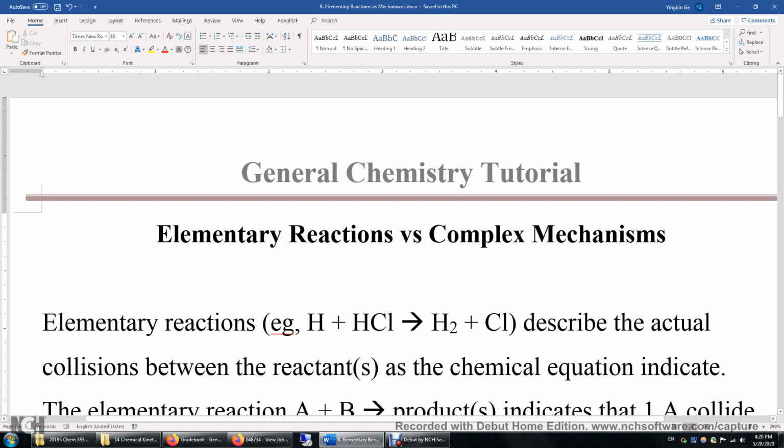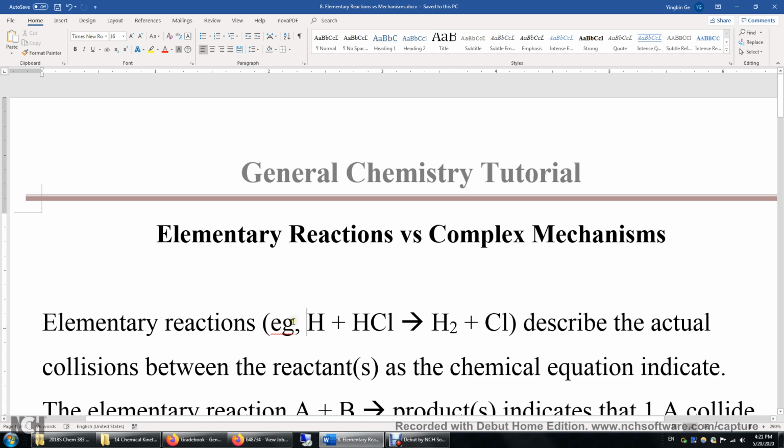In this video, I'll talk about elementary reactions versus complex reaction mechanisms. So first, let me give you one example of elementary reactions over here. In this reaction, we see the coefficients in front of H and HCl is 1 and 1. That means one hydrogen atom collides with one HCl and forms H2 plus chlorine.